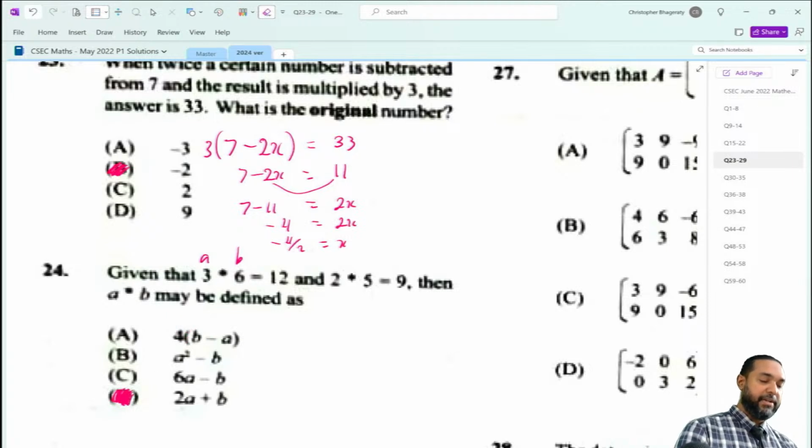A squared minus B. A squared is 9, 9 minus 6 is not that. 2 squared is 4, 4 minus 5 is not that. So B is out as well. 6A minus B. 6 by 3 is 18, 18 minus 6 is 12. 6 by 2 is 12, 12 minus 5 is not 9. So basically it was trial and error. If you did 2 multiplied by 3, which is 6, and then you add 6, you're going to get 12. And then 2 multiplied by 2 is 4, and if you add 5 to that, you will get 9. So yeah, 2A plus B.